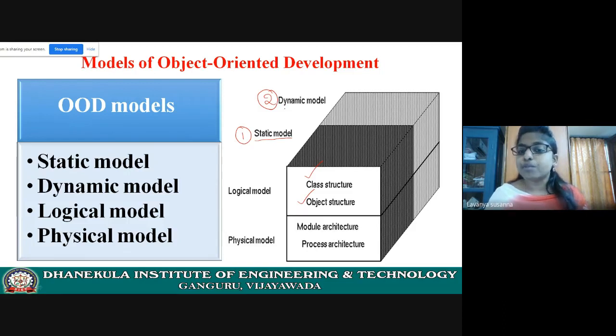Next, the dynamic model. The dynamic model will identify the behavior, nothing but functionality. What is meant by behavior?